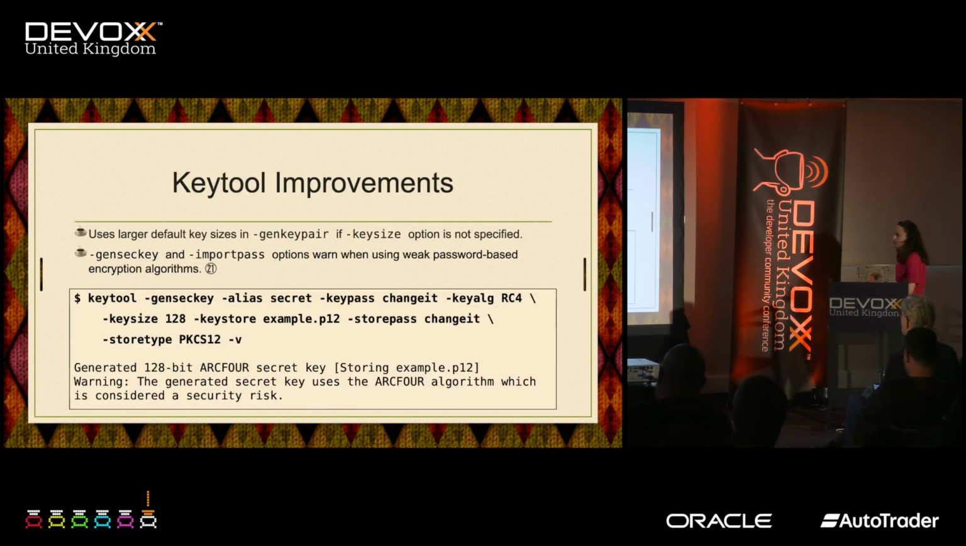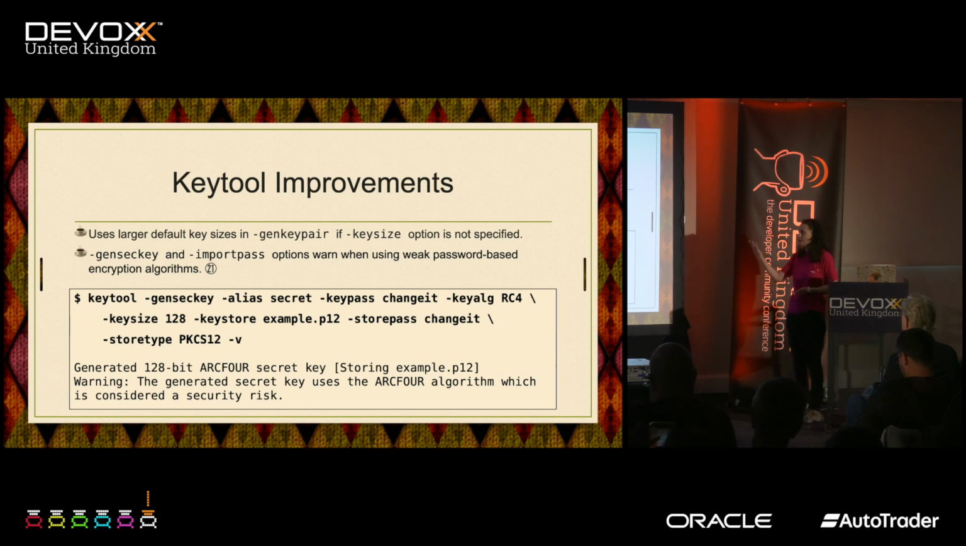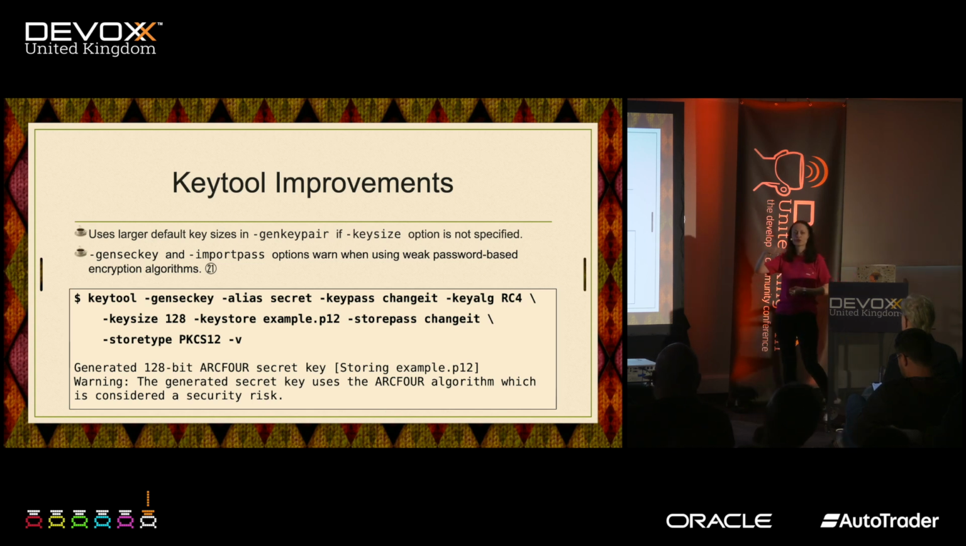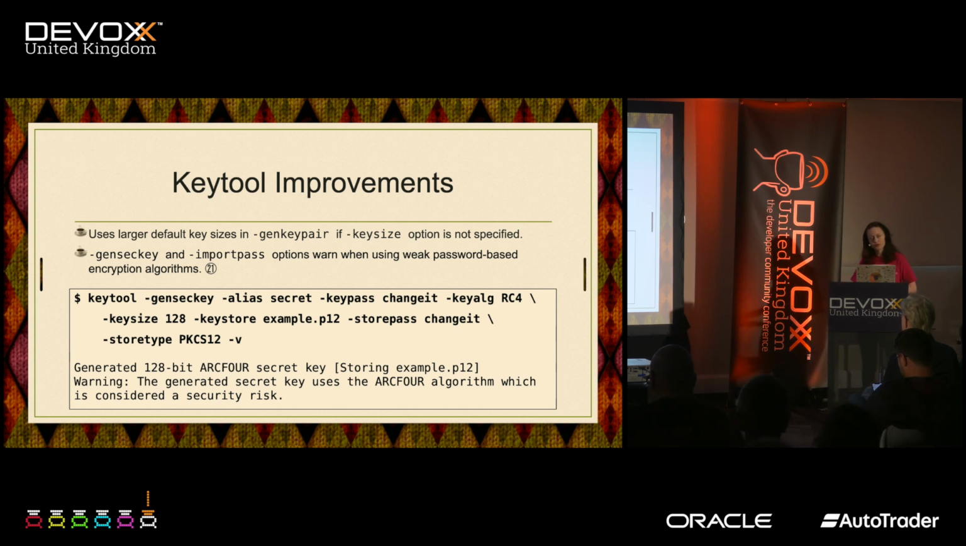So the key tool improvements, the main ones, are larger default key sizes, of course, that we get also when generating keys with keytool. So when we're using -genkeypair without any key size specified, then the default size is going to be the larger one. Of course, if you're using -keysize, you can also increase that one. No more 2048, for example. For RSA, you can also go to 3072.